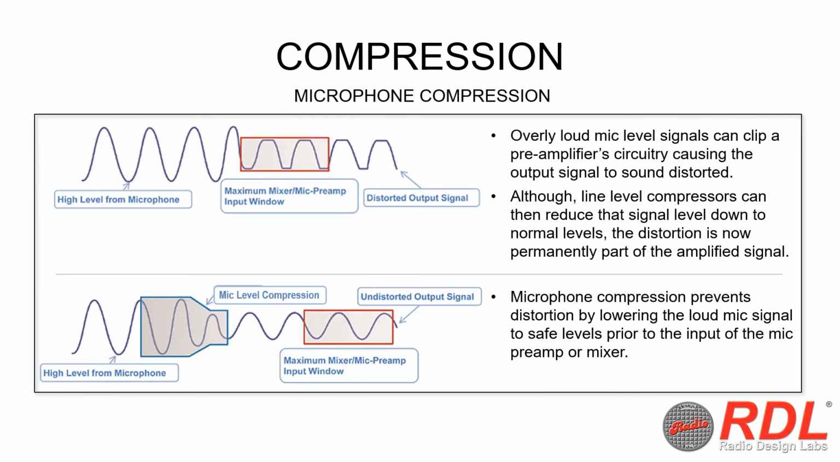Unique to RDL, our microphone compressors apply compression to microphone levels the same way our auto compressors do for line level signals. If a preamplifier receives an overly loud mic signal, that signal can be distorted or clipped as it's amplified to line level. Although the distorted line level signal can then be compressed using a line level compressor, the distortion is now a permanent part of that signal. The advantage of mic level compression is that it prevents distortion prior to the mic preamplifier or mixer.